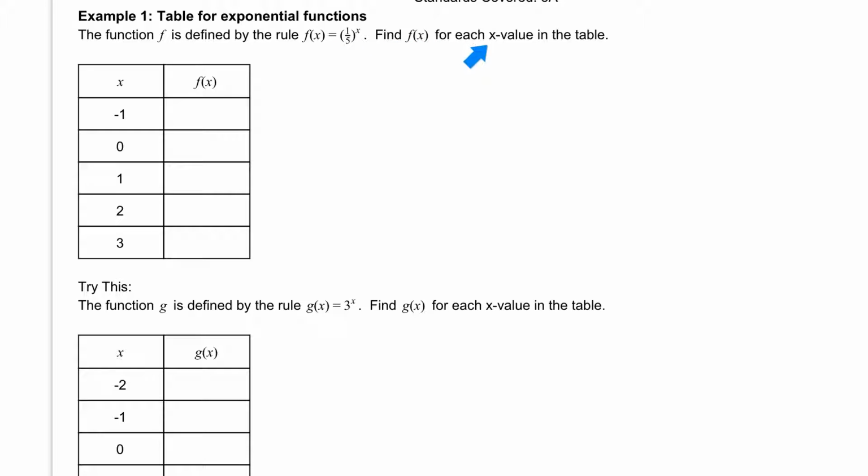We want to find f of x for each x value in the table. So if we know that f of x is 1/5 to the x, what we want to do is plug in these values. So the first thing we have is 1/5 to the x, and we're going to plug in -1. So we have 1/5 raised to the -1. And we're going to go back to thinking about Algebra 1 and using our rules of exponents. If we raise that to the -1, we can take that -1 and distribute it to the exponents that are inside, which would make this 1 to the -1 over 5 to the -1.